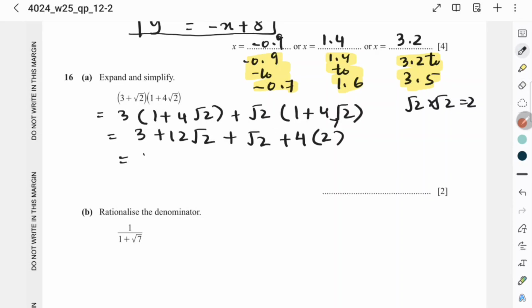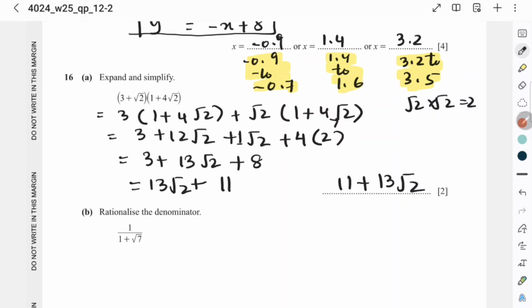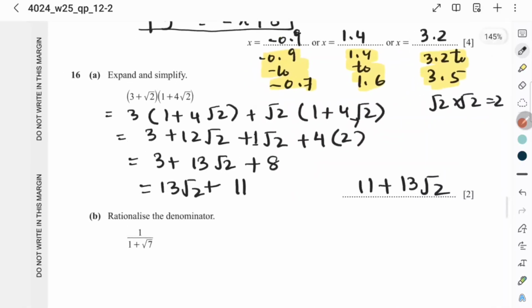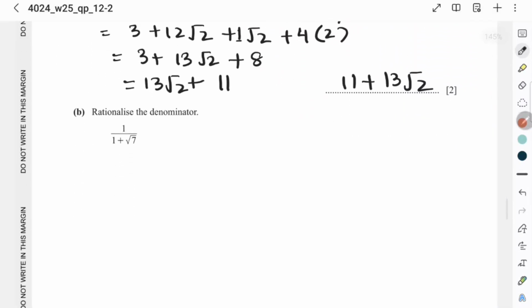Now 3 plus 12 square root 2 plus 1 square root 2, nothing written means 1, that will become 13 square root 2 plus 4 twos are 8. 3 plus 8 is 11, plus 13 square root 2. Then the answer will be 11 plus 13 square root 2. Alright, so the next part, rationalize the denominator.